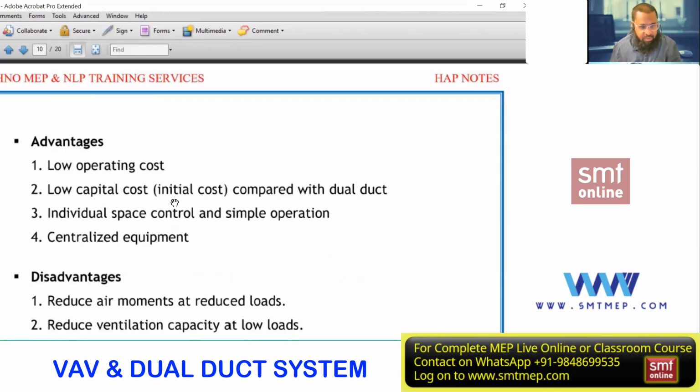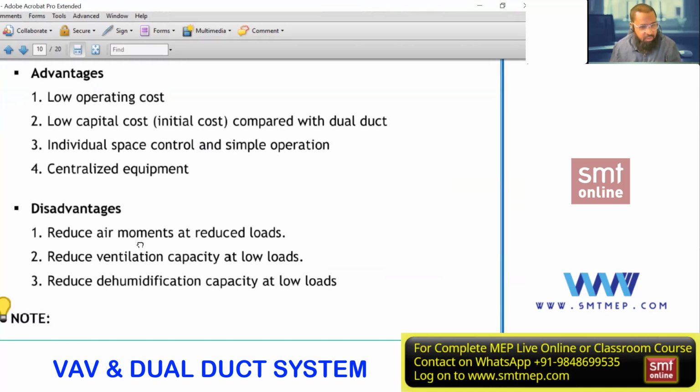Here you see the advantages of VAV: low operating cost, which means there is no waste of energy, as per the requirement. Low capital cost. Capital cost is compared with the dual duct, not with the CAV. Compared to CAV, the initial cost is more. Next, individual space control and simple operation, and centralized equipment, central type of AC.